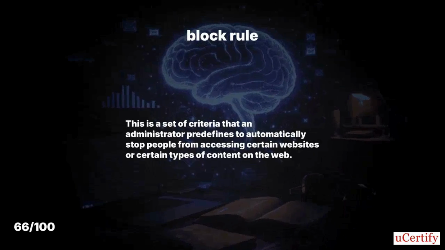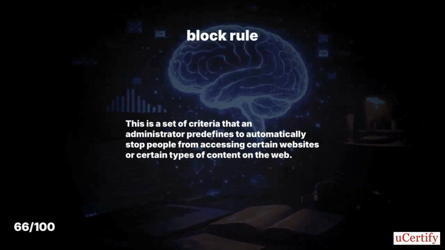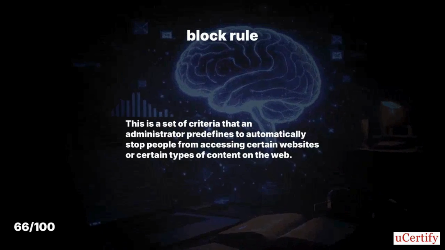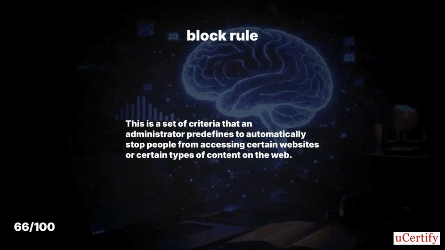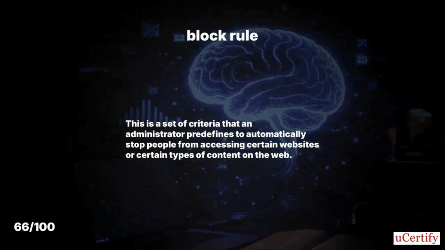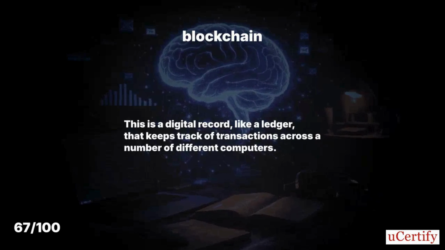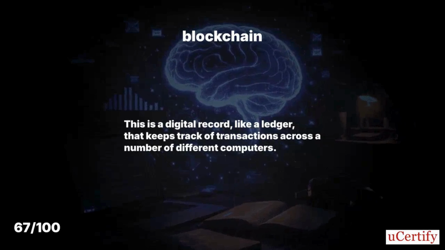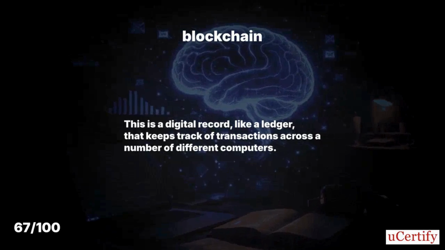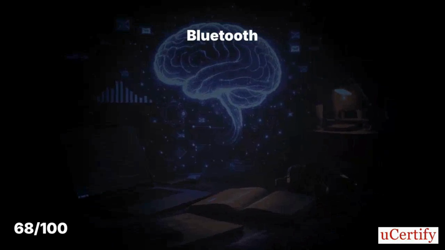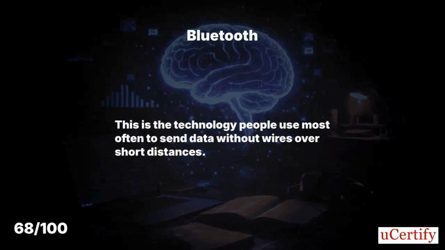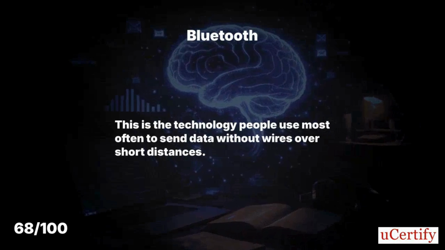Term. Block role. Definition. This is a set of criteria that an administrator predefines to automatically stop people from accessing certain websites or certain types of content on the web. This is a digital record, like a ledger, that keeps track of transactions across a number of different computers. This is the technology people use most often to send data without wires over short distances.